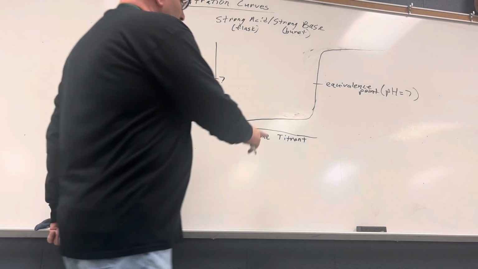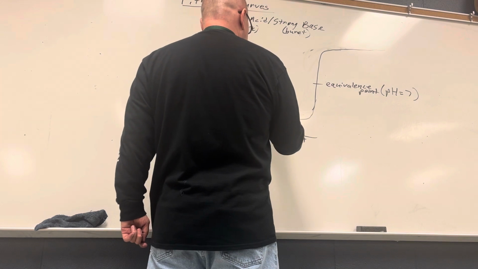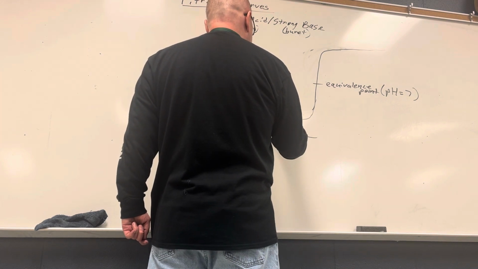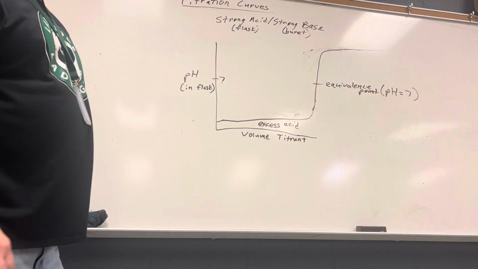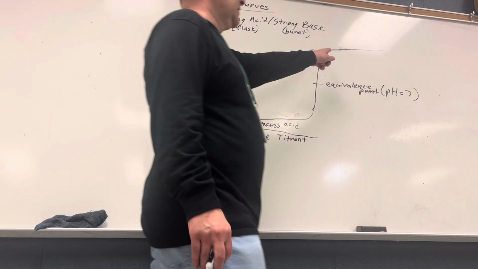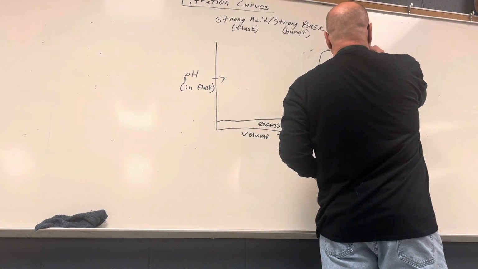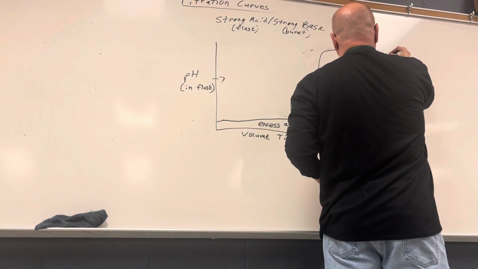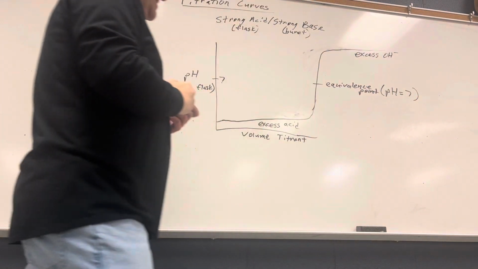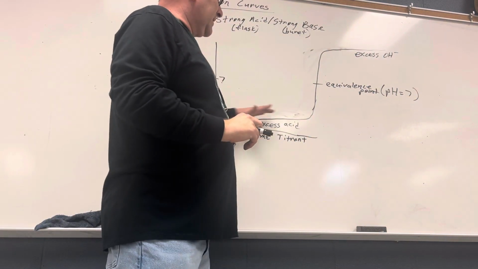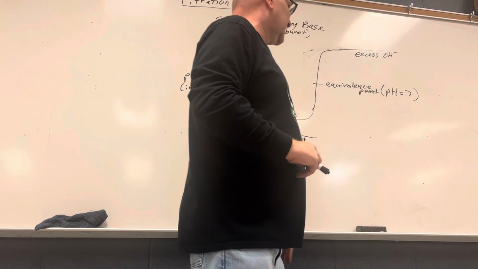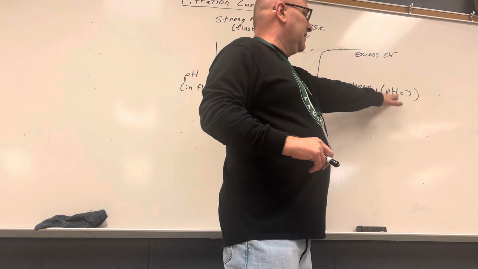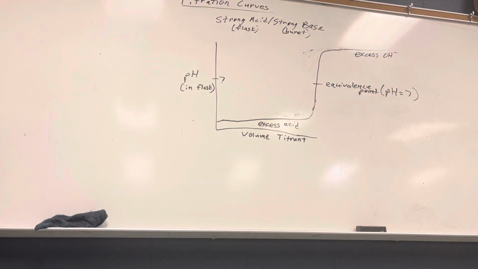Now, why is the pH low here? If you think about the RICF table that we just did, this portion of the curve is where we have excess acid, and then past the equivalence point, we have excess hydroxide. So conceptually, we need to understand what keeps pH low in this portion, what keeps pH high in this portion, and that the pH at the equivalence point is 7. Any questions on that? No.